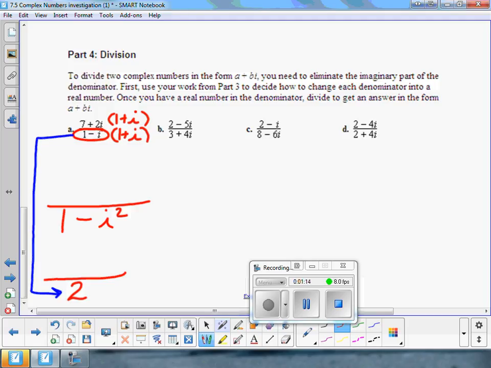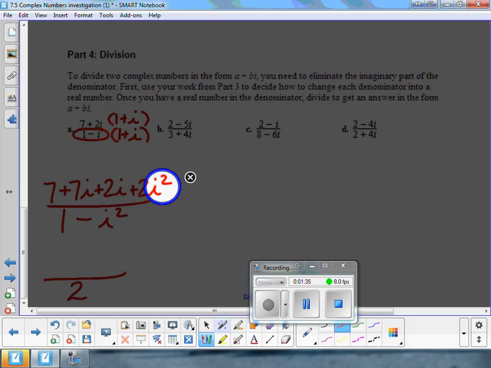The numerator will be found by FOILing. First, outside, inside, last. First times first is 7. Outside, 7i. Inside, 2i. And last, you'd have positive 2i squared. Again, significant: the i squared is negative 1.